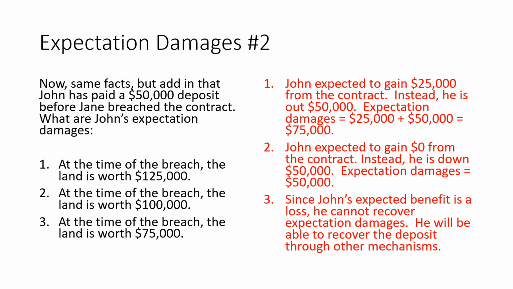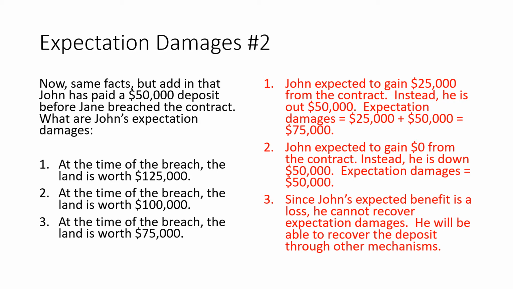The second example, at the time of the breach, the land is worth 100 grand. Well, John expected to gain nothing from the contract. That's where he expected to be. He expected to be at 0. Where he is, is at negative 50,000. So his expectation damages in this case are going to be $50,000. Really, Jane has to pay the deposit back.